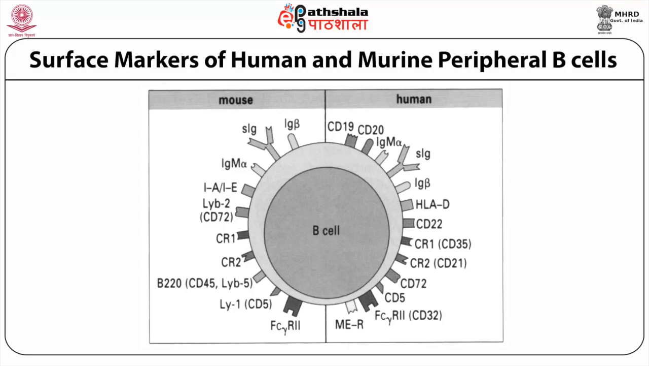Complement receptors notably for C3b, that is CR1 and CD35, and C3d, that is CR2 and CD21, are commonly found in both mice and human B cells. FcγR2 or CD32 are Fc receptors involved in negative signaling to B cells. Human B cell lineage markers are CD19, CD20, CD22, CD72 and CD78.